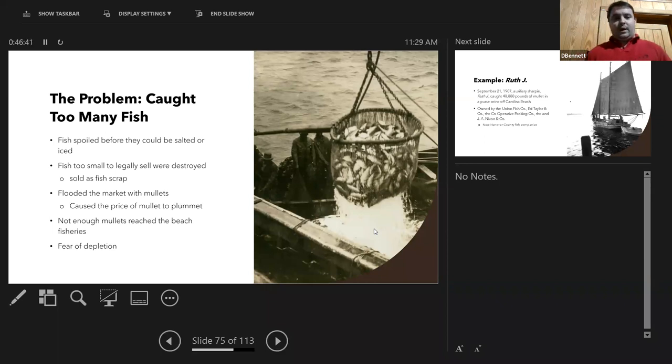And then you're also flooding the market with mullet, which is depressing the price because the supply exceeds the demand. And there's also not enough mullet that are actually coming back to shore to be caught by the guys on the beach with those haul seines. And so these haul seine fishermen are really upset with these purse net fishermen. And there's also a fear of overfishing as a result.